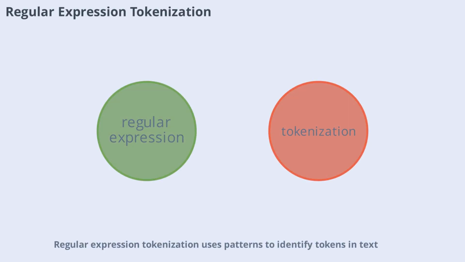Regular expression tokenization uses patterns to identify tokens in text. For example, a regular expression can match words, numbers, or punctuation marks. This method is more flexible than simple whitespace tokenization and can handle a wider range of cases. However, it requires careful design to avoid splitting tokens incorrectly or missing important details.